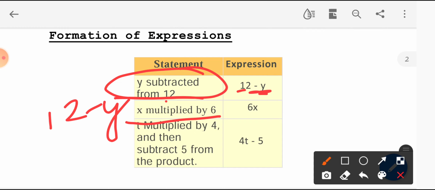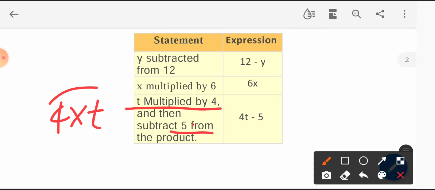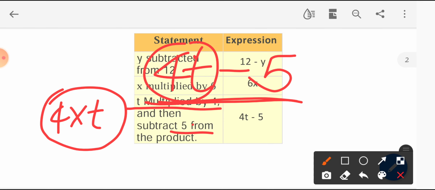x multiplied by 6 means 6x. Then t multiplied by 4, t is multiplied by 4 मतलब 4 multiply t, and then 5 subtracted from the product. Product का मतलब होता है multiplication. So first of all we have to multiply t by 4. After that, after multiplying करने के बाद हमें उसमें से 5 को subtract करना है. So it can be written as 4t minus 5.